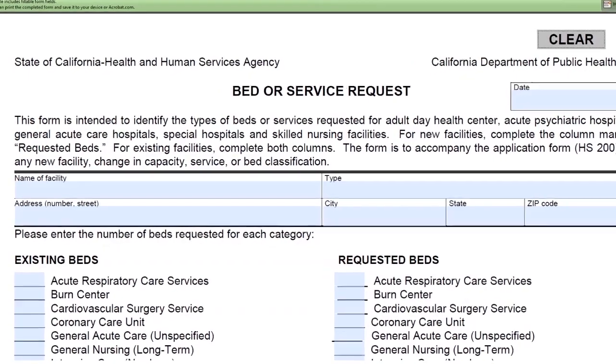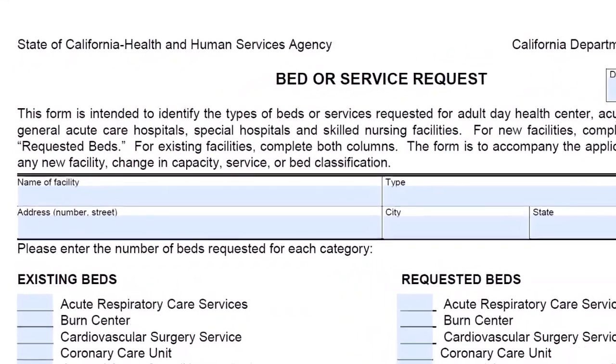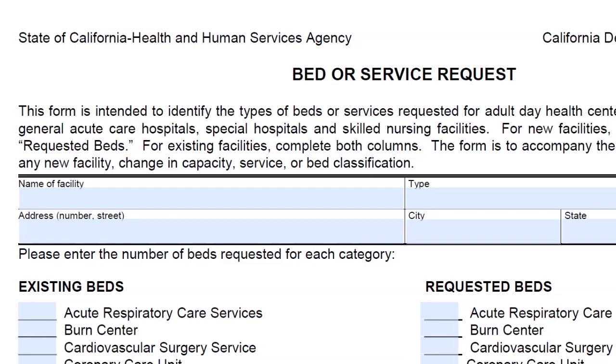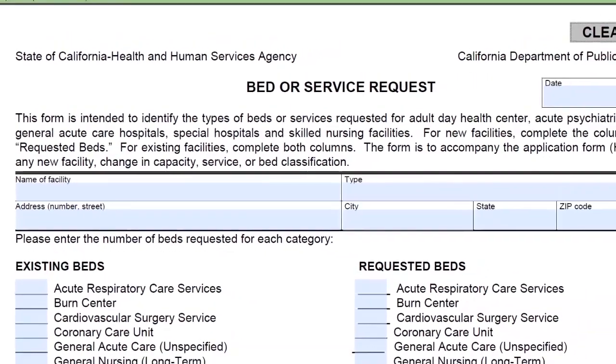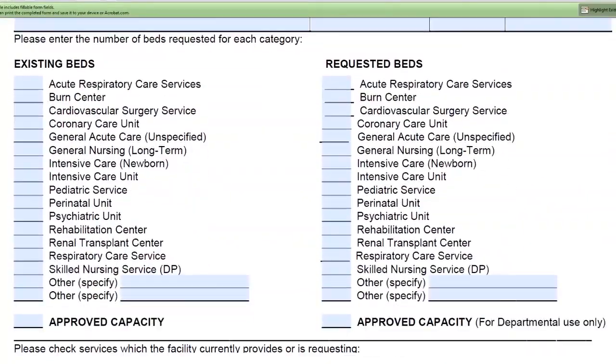or modify. The first section of the form is intended to identify the name of the facility, type of the facility such as general acute care hospital or acute psychiatric hospital, and the facility address. The second section is designed to list the existing beds in the facility and the requested beds.